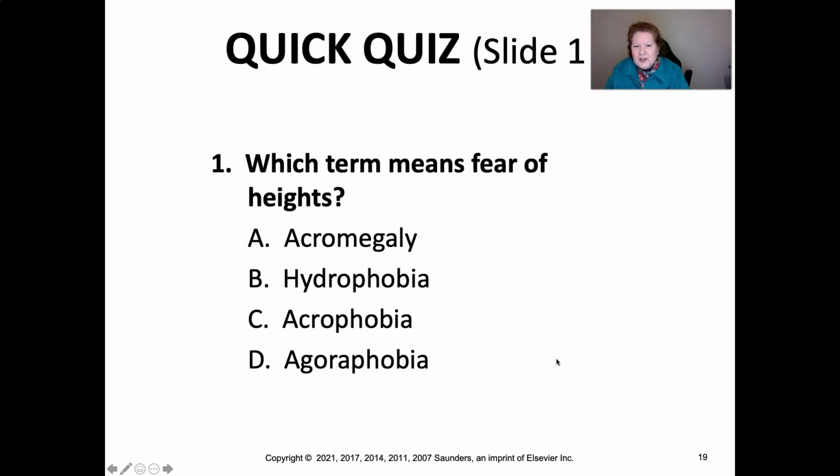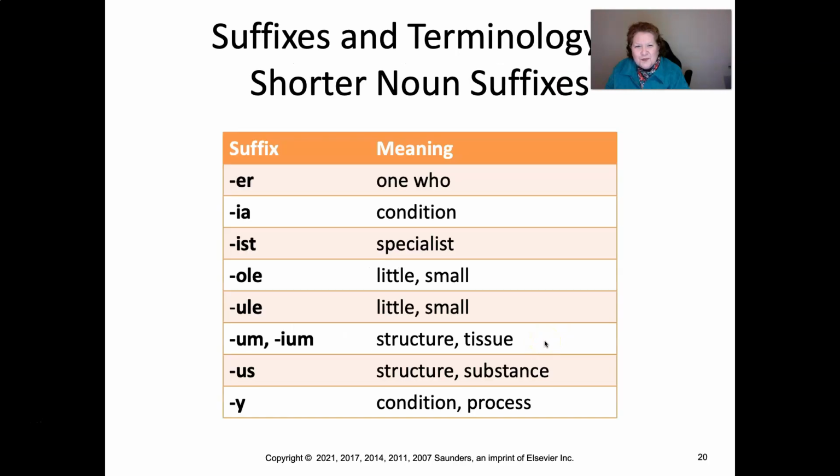So, fear of heights, pop quiz. And I'll let you look through your book to find the answer.